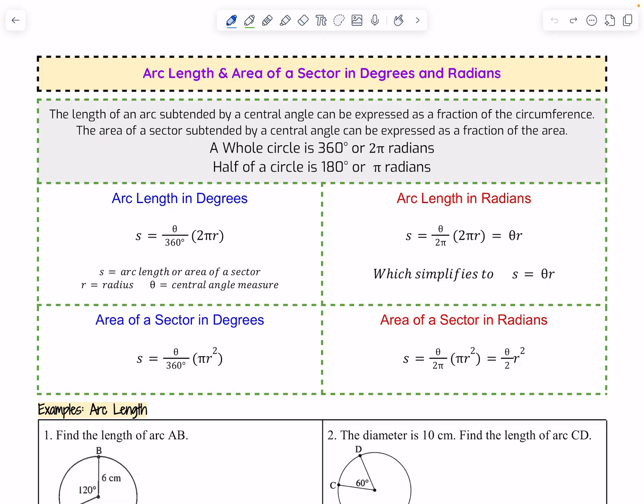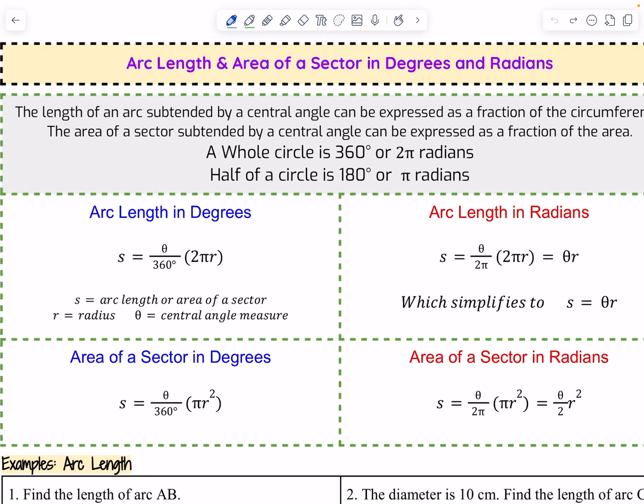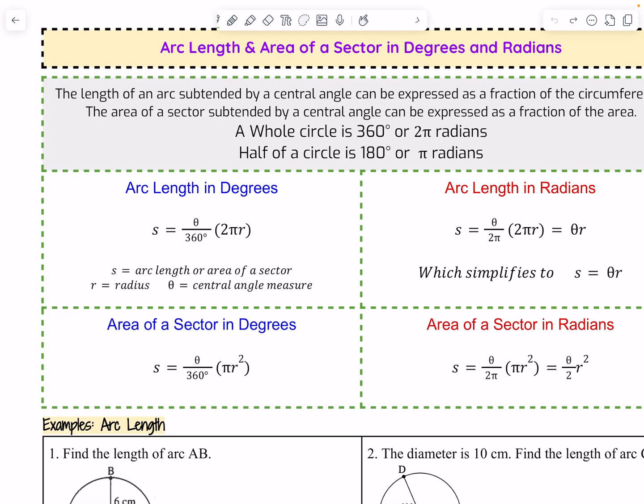It's like you're looking at a piece of pizza and you're either finding the area of the pizza, which is the area of the sector, or you're finding the length of the crust of the piece of pizza, which is like the arc length. So something to keep in mind that's very important is a whole circle measures 360 degrees, and in radians that would be 2 pi. A half of a circle is 180 degrees, or 1 pi.